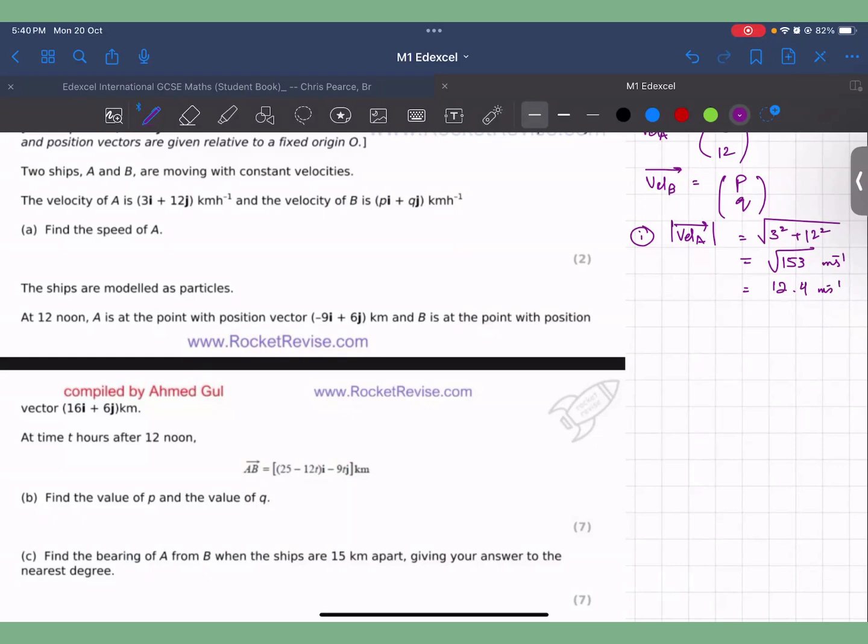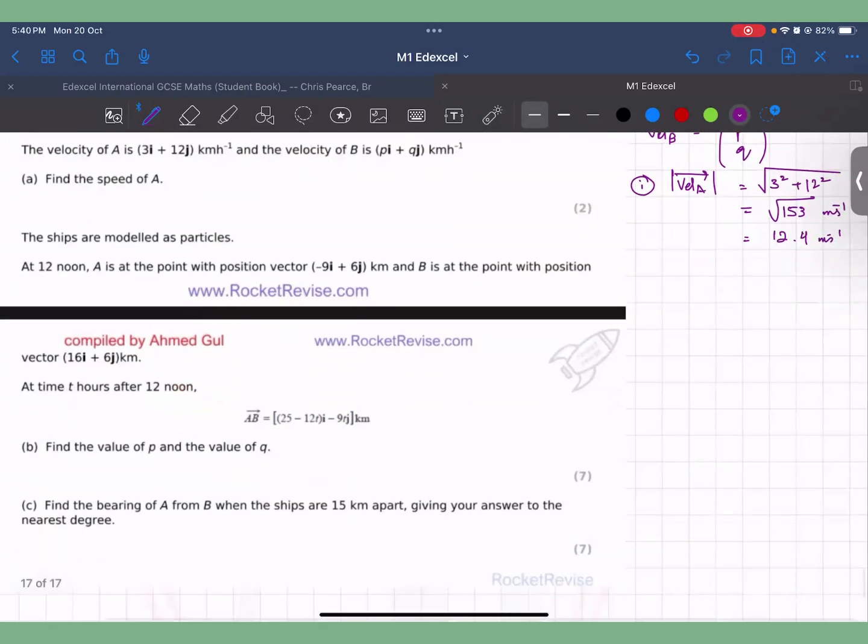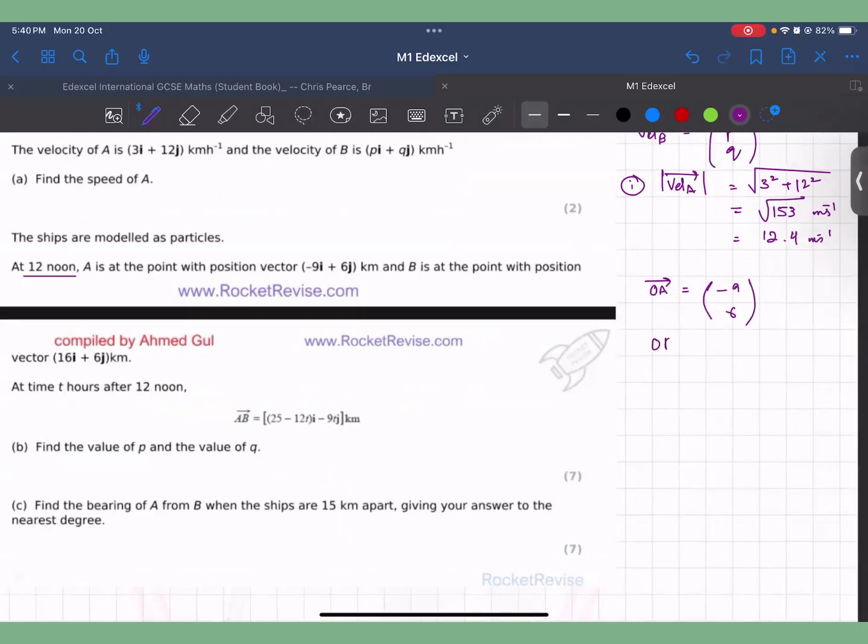Okay. The ships are modeled as particles. At 12 noon, the time is given to us. A is at the position vector, so they have given you OA, the initial position vector, which is -9i + 6j. And B is at the point with position vector OB, which is 16i + 6j. At t hours after 12 noon, they have given you the AB vector. Find the value of p and the value of q.